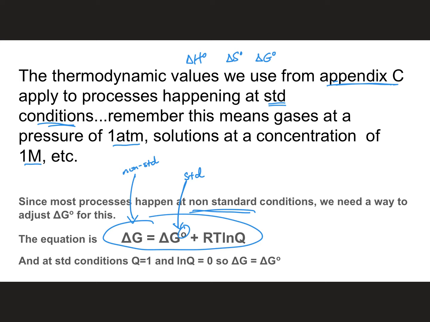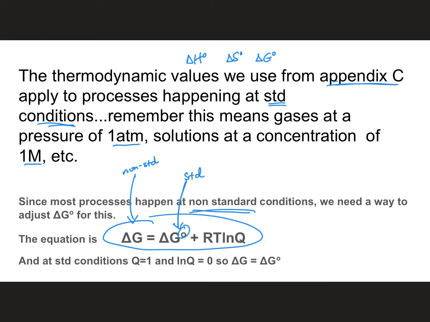Okay? And this is R as in the gas law constant, R, T as in Kelvin temperature, and ln Q, and you remember what Q is from the last couple of chapters, right? Q is our reaction quotient. We set it up like K, but it's a test value, and it is not equal to K.